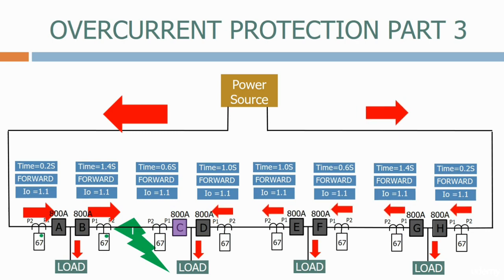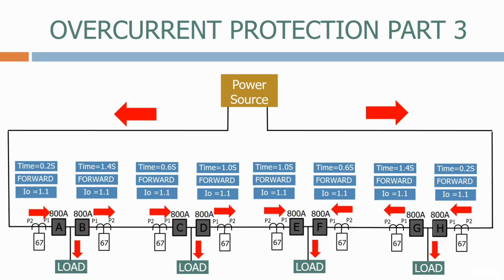As we can observe, the overcurrent relay associated with circuit breaker C sees the fault in the correct direction and has the lowest time delay and operates first. This disconnects the fault from the right-hand side of the chain. On the left-hand side of the chain, the only overcurrent relay that sees the current in the correct direction is now on circuit breaker B. This trips after 1.4 seconds, clearing the fault. Let's now remove the fault and reset the circuit breakers. Let's now apply fault number 2.